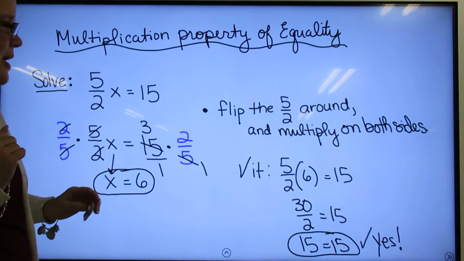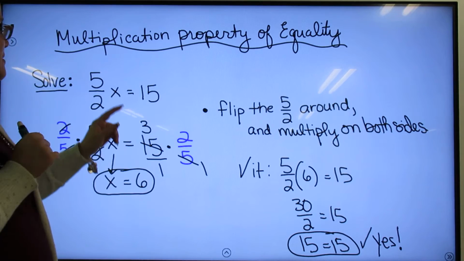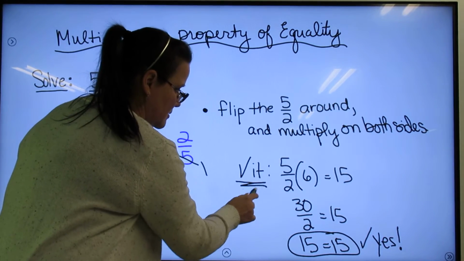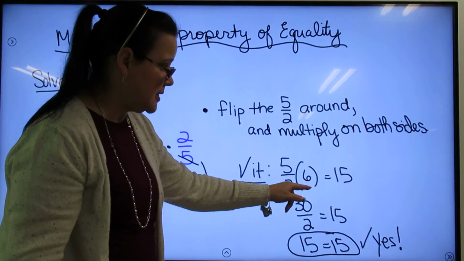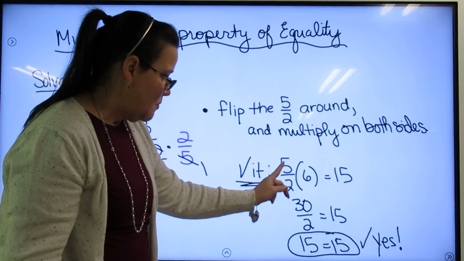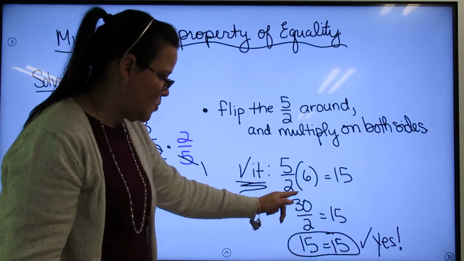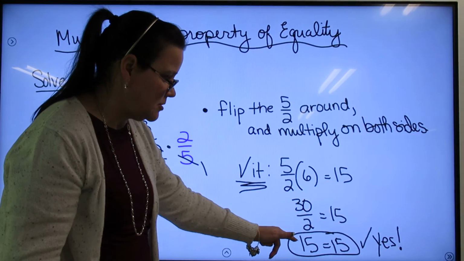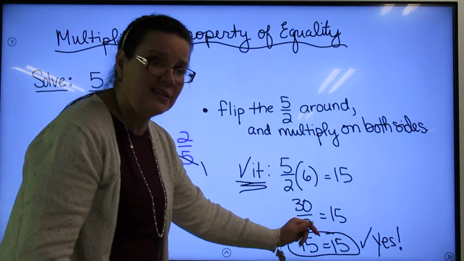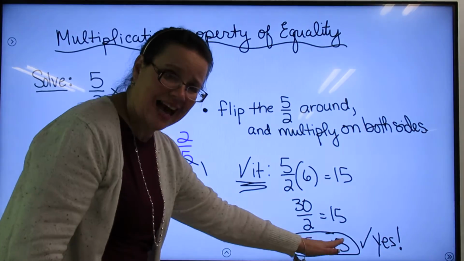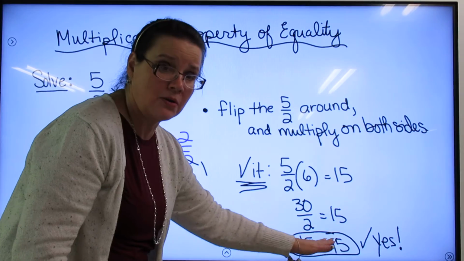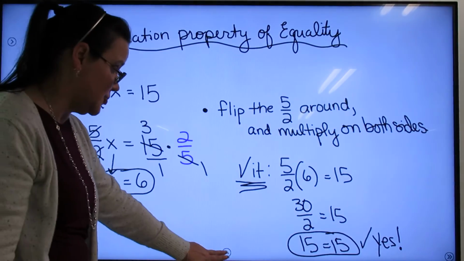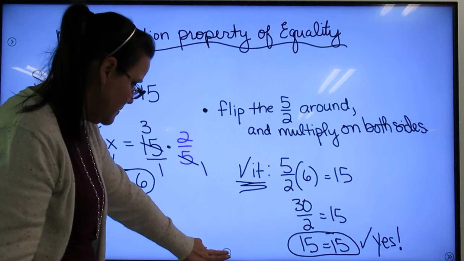How do I know it's right? I substitute that 6 in for the x, and that is what I did over here. Check it. 5 halves times 6 equals 15. Well, then you would do 6 over 1, and you have 30 over 2. And 30 divided by 2 is 15, and 15 equals 15. Then yes, that means that both sides have to equal for it to work. And so that would be a yes, and that means it is 110% correct, right?